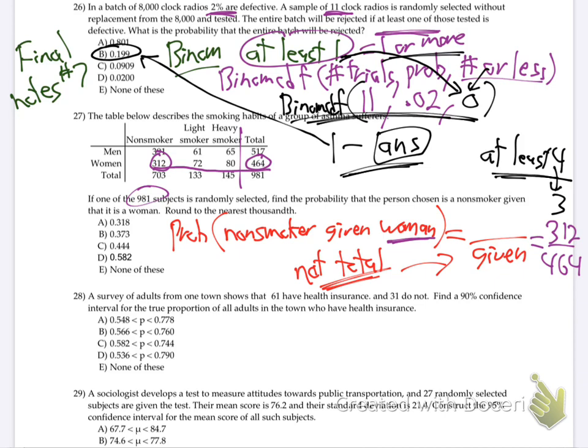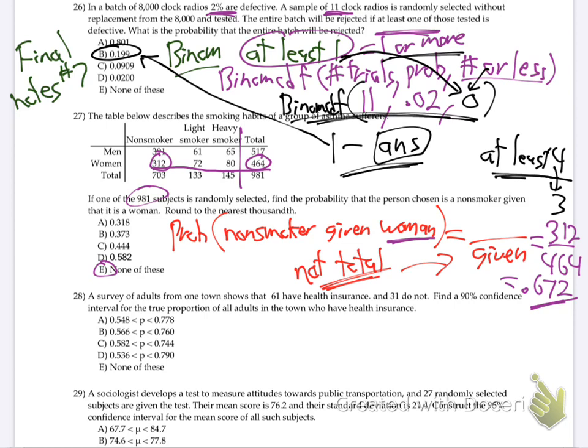312 divided by 464. I'm getting 0.672. There it is. We good there? Does that make sense? So, given. If you need to add that to your final exam notes, feel free to do so. Given limits the denominator, doesn't it? It becomes the denominator.